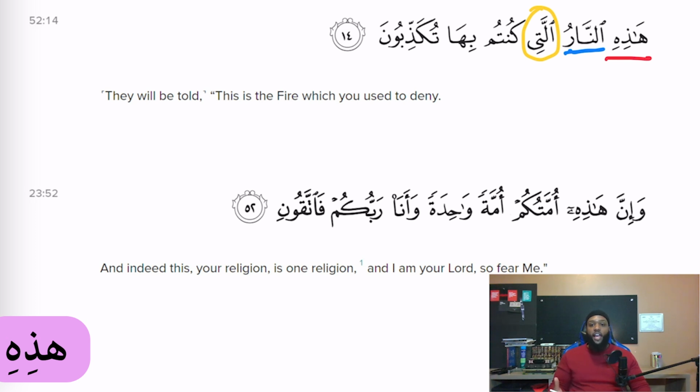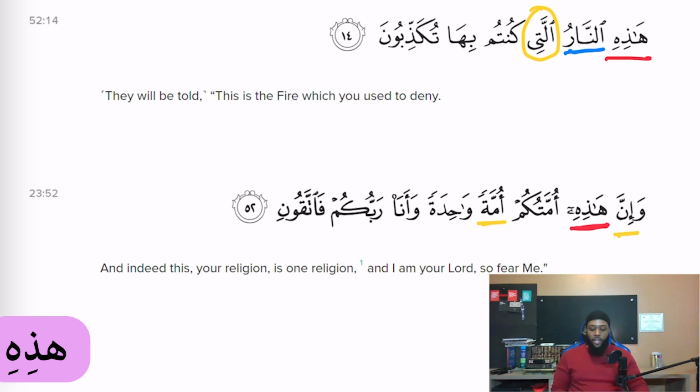And the same thing is happening here, right? Veering away from the common signs of a typical ism, in the sense that there is no sign to show its status, right? But we know that هذه here is in a state of nasb. Why? Because we have the harf inna, right? Which is a harf nasb before it. And it's an ism just the same. So indeed, this is your community, right?